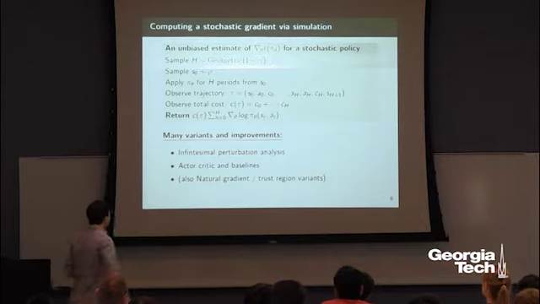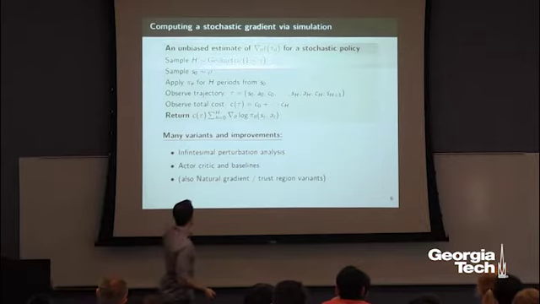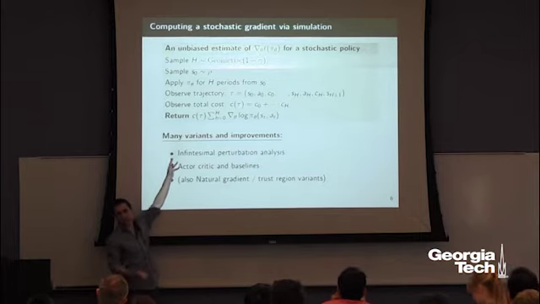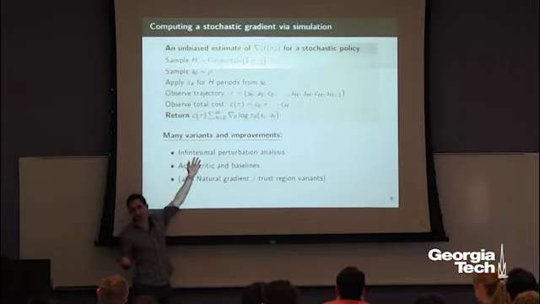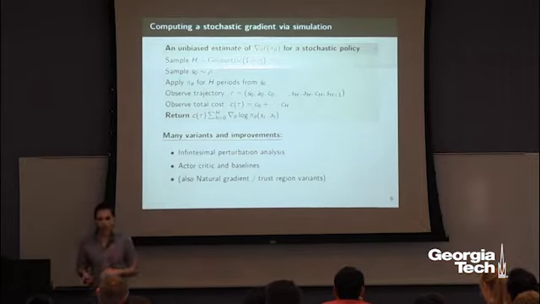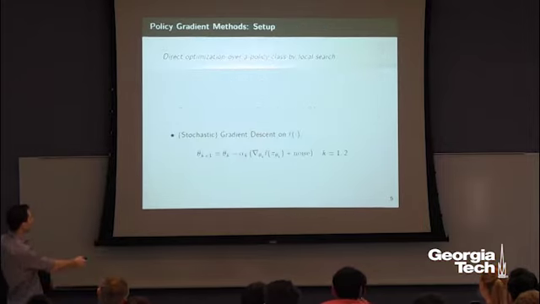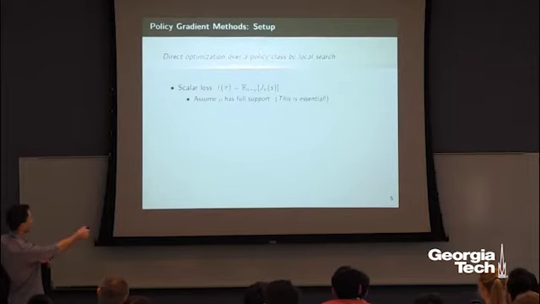Now, there's many variants and improvements to this sort of thing. In some of the examples we've run, we deal with inventory control problems where the dynamics are smooth, in which case there's better ways to get gradients. I'm not going to be focusing really on how you compute these gradients, and I'm instead going to be studying the properties of the loss function L.